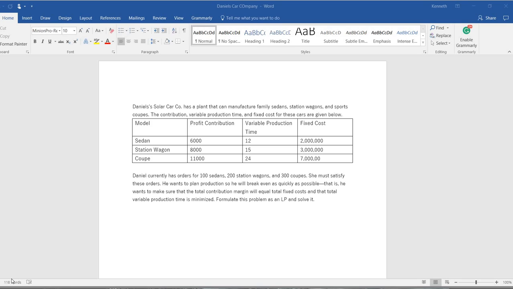So if this is variable and this is the profit contribution, how do I make it so that I can compare like to like? These are the constraints. 100 sedans, 200, yep. Those are constraints, exactly. So right here, we understand when we look down, we have our constraints, right? Which are 100 sedans, 200 station wagons, and 300 coupes, right?